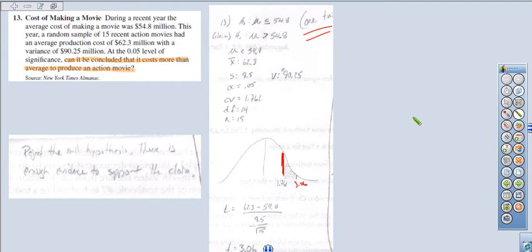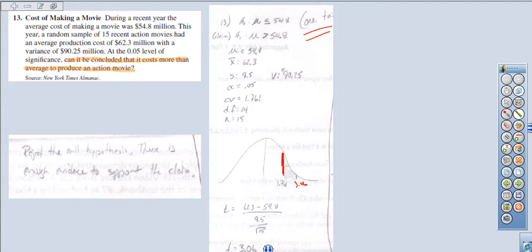Number 13. So we go through the problem. They established previously at some point that $54.8 million was the average cost of making a movie. They collected a sample of 15 movies more recently, and they found out that the average of those 15 movies was $62 million. And at this point, we see that $62 million is this new average. So which one is our claim?